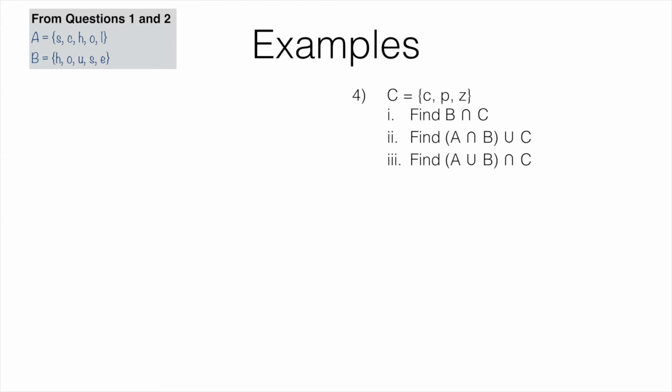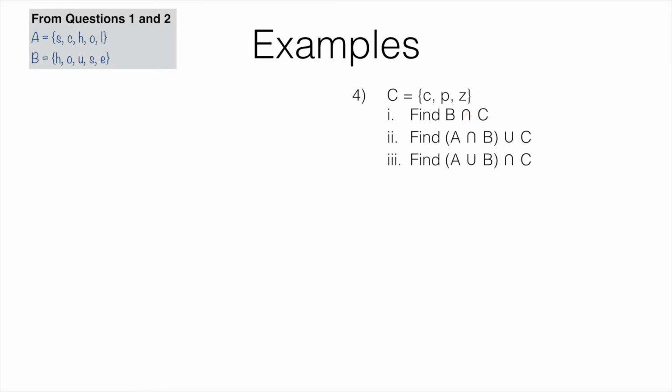In question 4, we've now got a new set to deal with. We had sets A and B before, up here in the top left. We've now got set C, which contains the letters C, P, and Z. Notice, by the way, that we normally use capital letters to name our sets. So our set capital C contains the elements C, P, and Z.